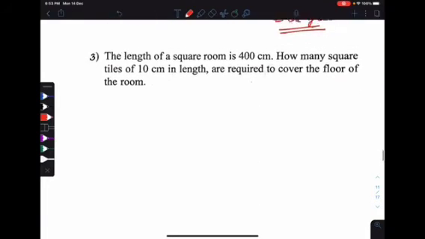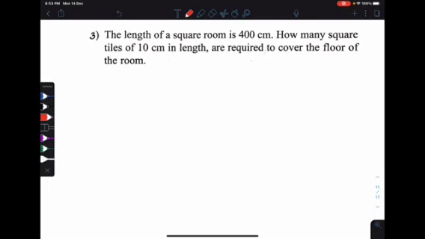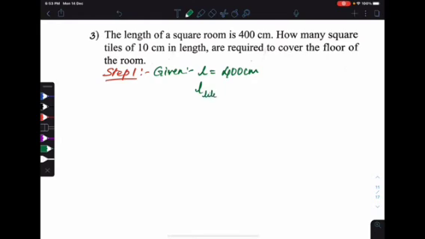Now moving on to the next problem. The length of a square room is 400 centimeters. How many square tiles of 10 centimeters in length are required to cover the floor of the room? So the given, first step: length of the given room is 400 centimeters. Then length of tile, I'll write it like this so that it is clear, is 10 centimeters.